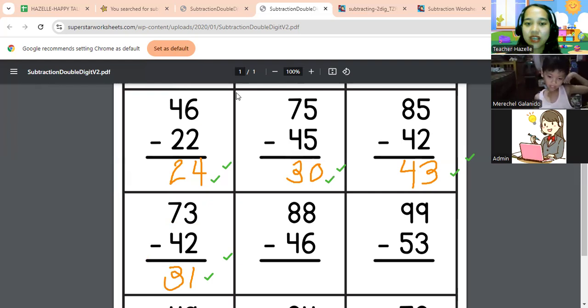All right, for this one we have, can you please read it? Thank you so much. We have 88 minus 46. Okay, let's start with 8 minus 6 first. So you have 8, you're going to take away 6. What will be the answer?